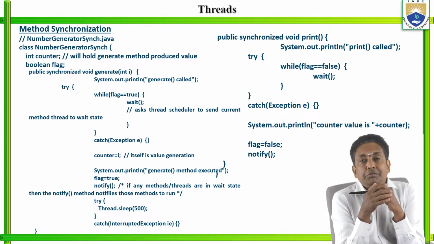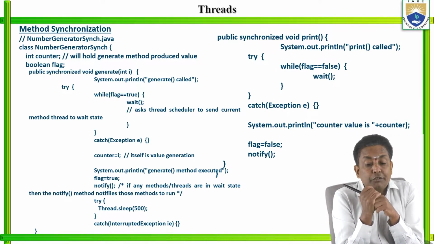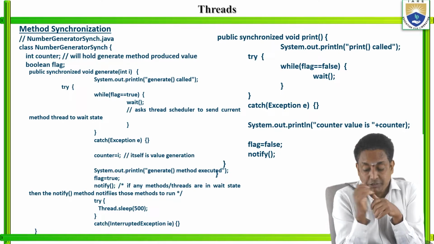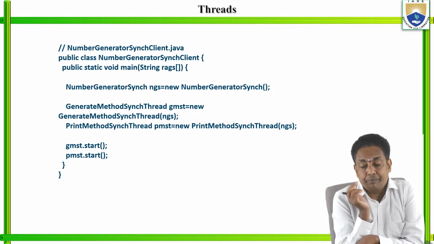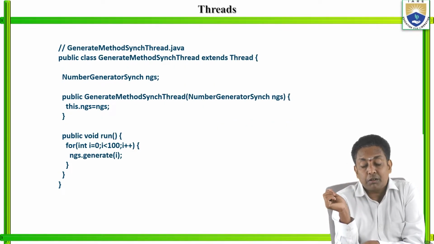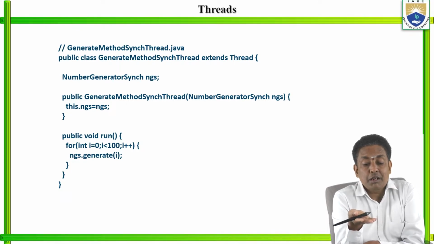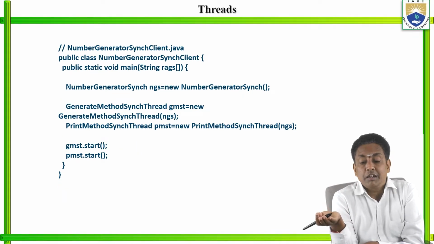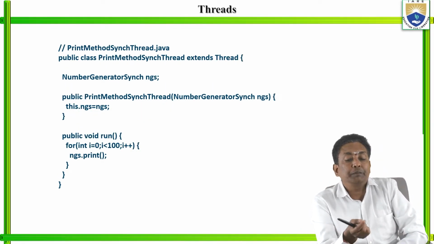This is method synchronization. If you carefully observe, forget about the thread classes and client program. Thread classes and client programs remain the same. The thread class extends Thread, its constructor receives a number generator object, and the run method iterates a for loop, calling the generate and print methods 100 times. Create an object of the number generator, pass it into the thread class constructors, create thread objects and start the threads. The entire process remains the same.